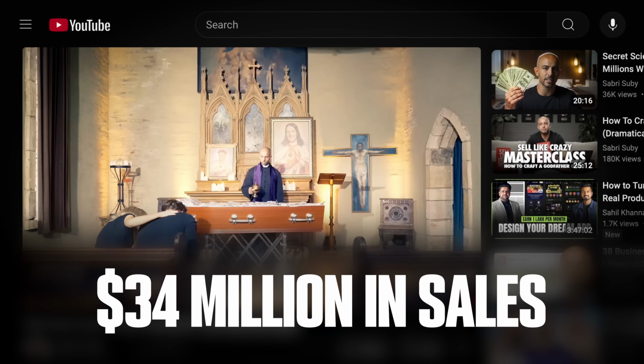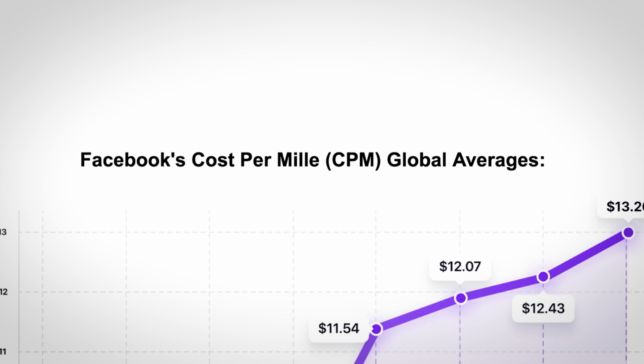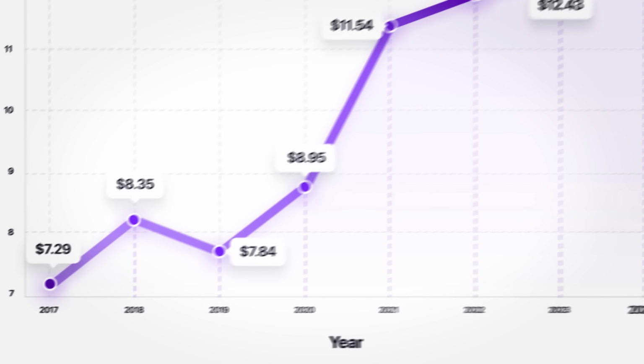This viral ad generated me over $34 million in sales and took the internet by storm. Look at this graph. It shows the cost to advertise on Facebook. Each year, it continues to go up and up and up. And things are only going to get worse unless something changes.